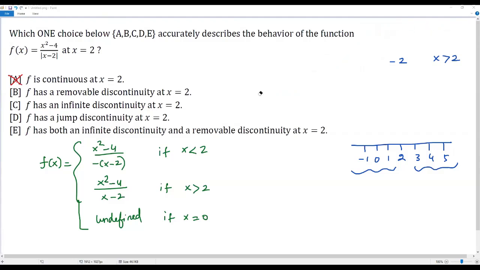Just a moment, one second. Okay, I erased everything.